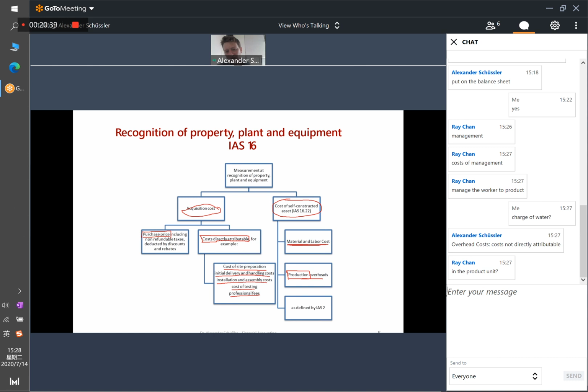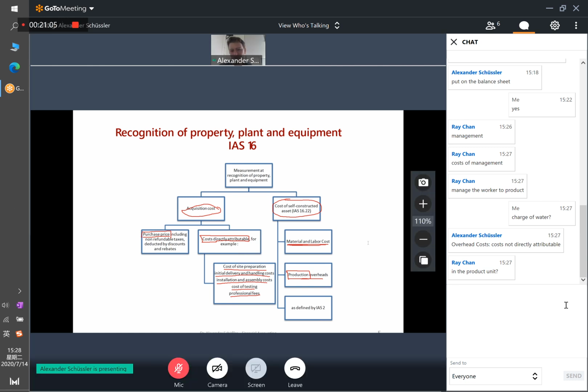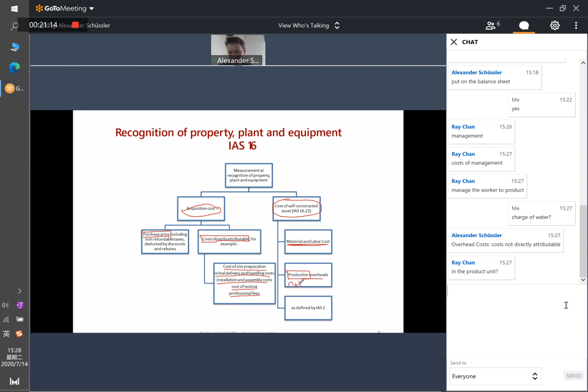Production overhead could be something like the energy usage of a machine, or charge of water. You're right. If you use water for a production process, this would be a production overhead. You are allowed to put production overhead on the balance sheet, but not administrative overhead.